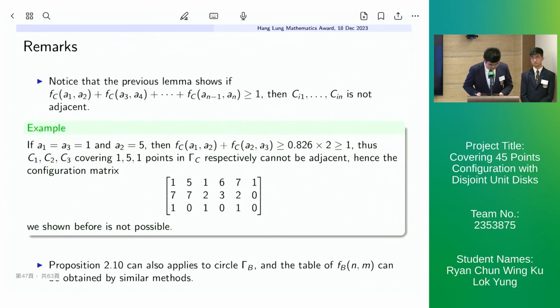Notice we also proved that the sum of all fC and M's of adjacent disks has to be less than or equal to 1. So for example, 3 disks that cover 1.5 points and 1 point respectively cannot be adjacent as shown. Hence we can easily see the configuration matrix that we've shown before is impossible. We can also find a table of values for fB and M and fA and M with similar methods as well.